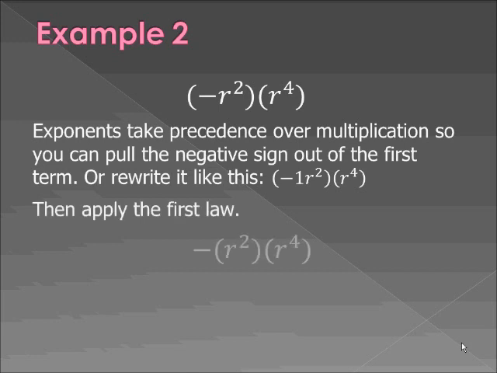Now, you apply the first law, and you get negative times r squared, r to the 4th. You add the exponents together, and your answer is negative r to the 2 plus 4th power, which is negative r to the 6th. So remember, when you see an exponent over a variable with a negative sign, that the negative sign is like taking a negative 1 and multiplying it by the variable, such that you do not take the exponent of r in this case. So the answer is negative r to the 6th. If you got r to the 6th, you need to go back and make sure you do not take the exponent of the negative sign.